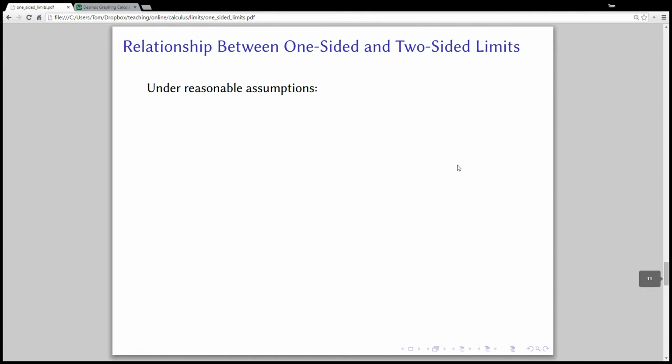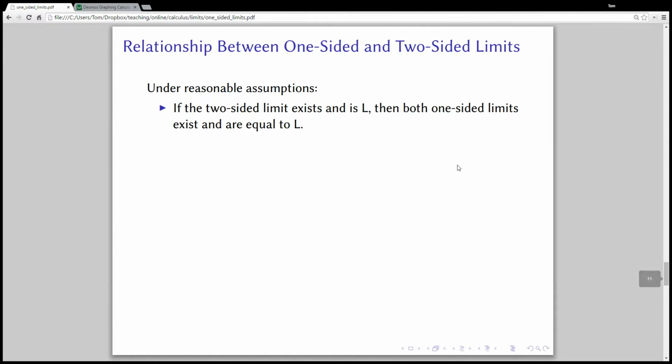Okay, so under reasonable assumptions, number 1, if the two-sided limit exists and is equal to L, then automatically you know both one-sided limits are equal to L. If the same thing is happening on both sides, then that same thing has to happen on the left and on the right. Okay, so that's number 1.